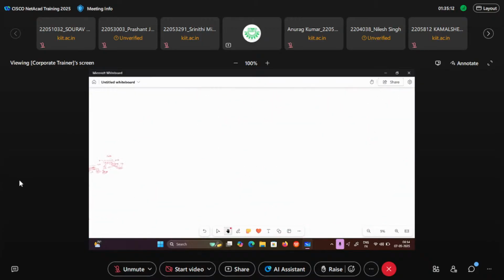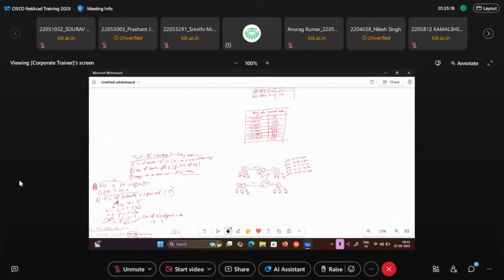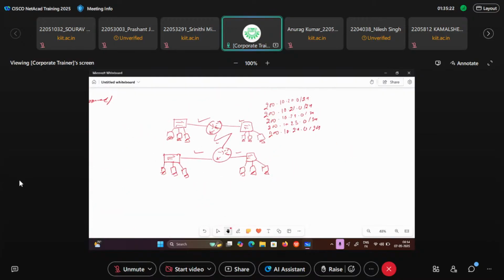I have created the topology. I think I have used a new one. Just think of it: this is the 5 networks I have used over here. In each network, I was supposed to use 254 IPs for the hosts.